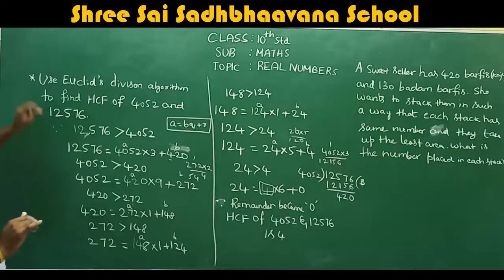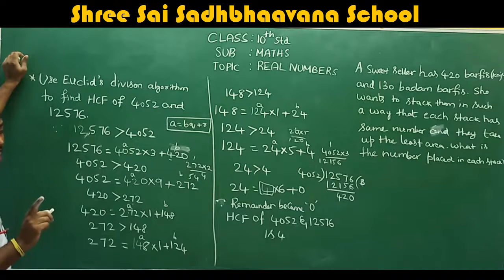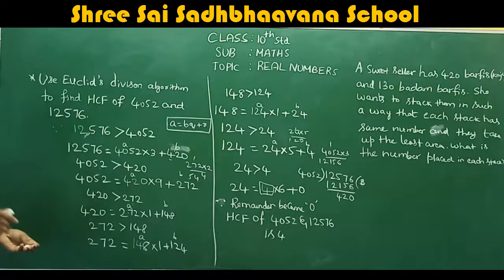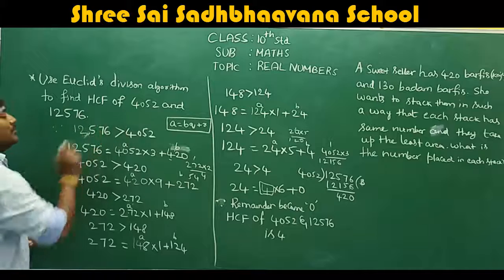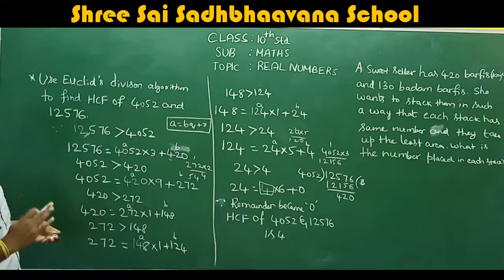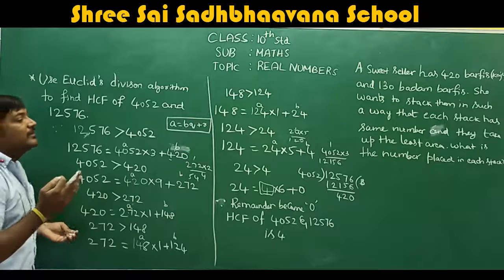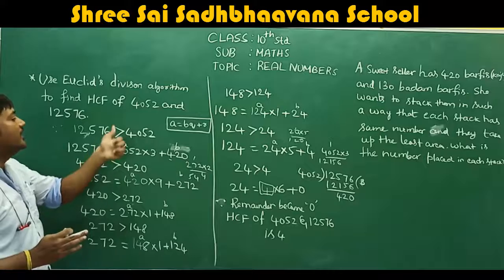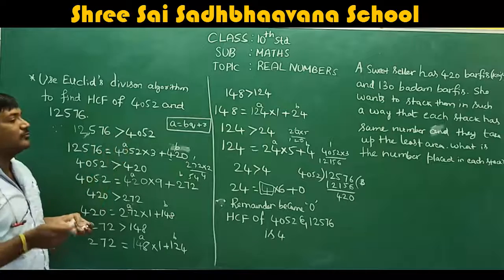Now the first step we have to consider: we are applying this algorithm between two numbers. In these two numbers, which is greater? The greater one you take as dividend, the smaller one you take as divisor. So obviously 12,576 is the dividend and we are taking the divisor as 4052.